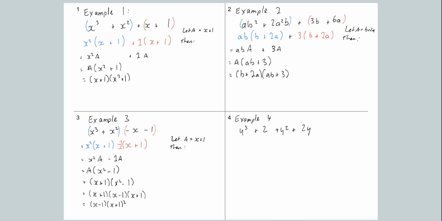Example 4, I've deliberately put down just to remind you of a very simple premise. Now, let's start off with this problem: y cubed plus 2 plus y squared plus 2y. So we can start off in our usual way and put brackets around here and put brackets around here. But what we don't have is a common factor in these two, although we do have a common factor in here of y. But it's not particularly useful, right?